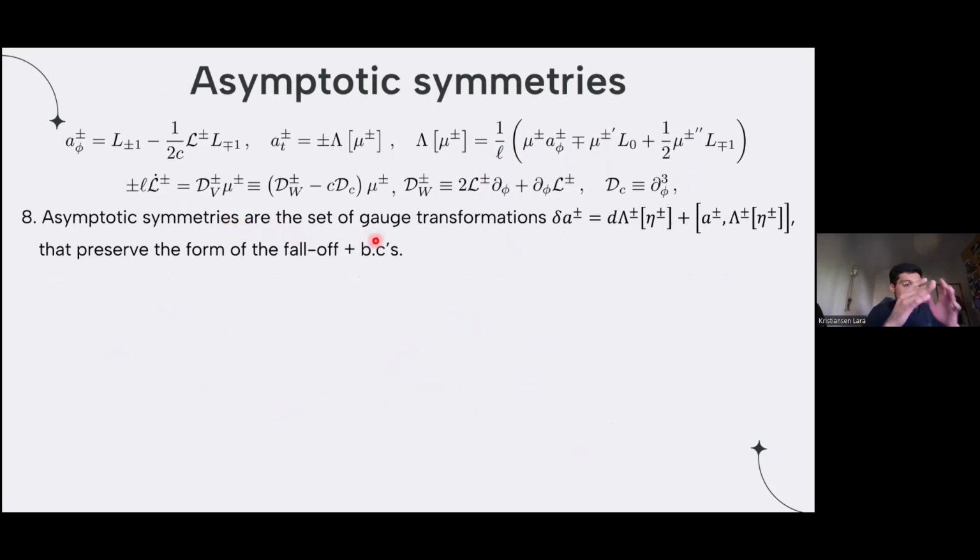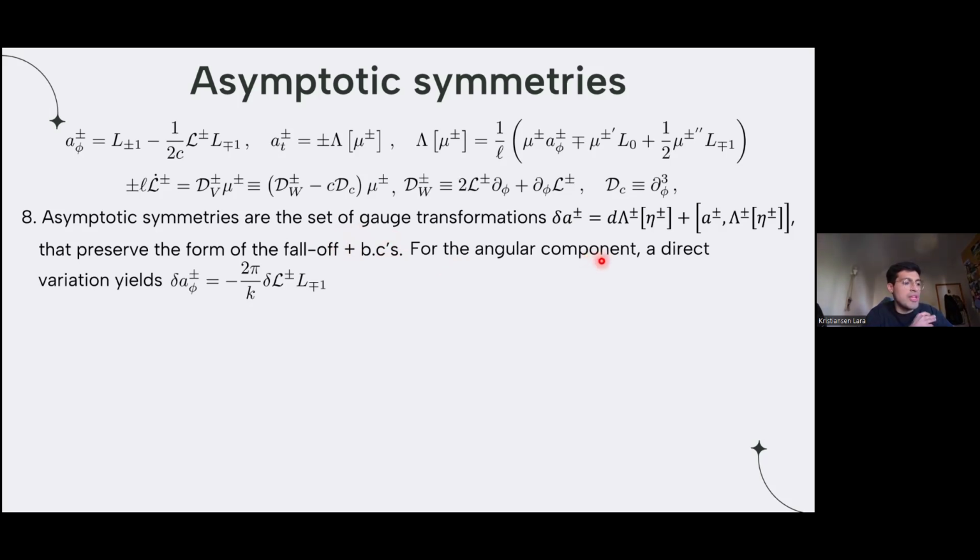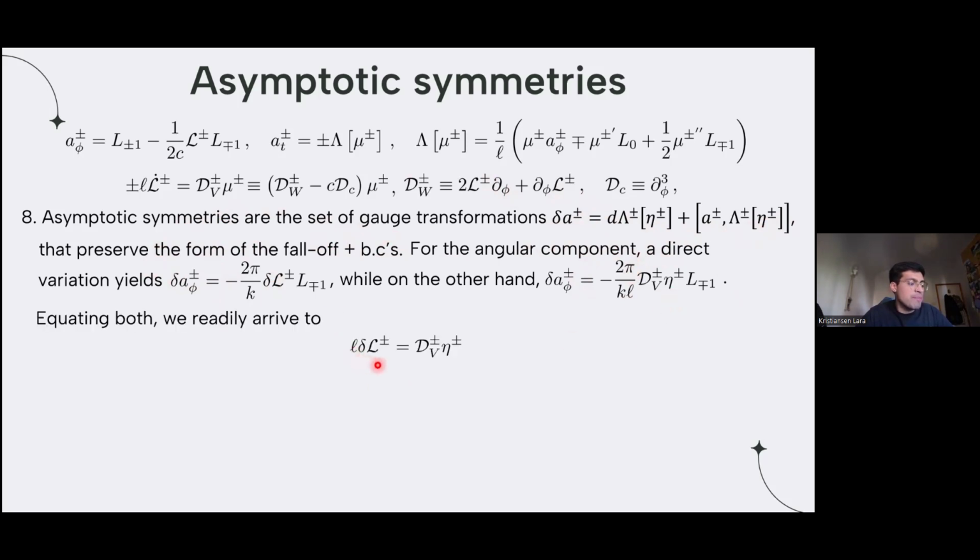So now I am going to study asymptotic symmetries. And as I was saying at the beginning of the talk, they correspond to the set of gauge transformations that preserve the form of the fall-off plus boundary conditions. So for the angular component, a direct variation of A_phi yields this expression that you can see here, while on the other hand, applying this expression that you can see here, you will obtain this. So basically, you have to equate these two expressions, and then you will be able to find the infinitesimal asymptotic transformation of the dynamical field mathcal L, which will be given by this expression. And I will skip the details.